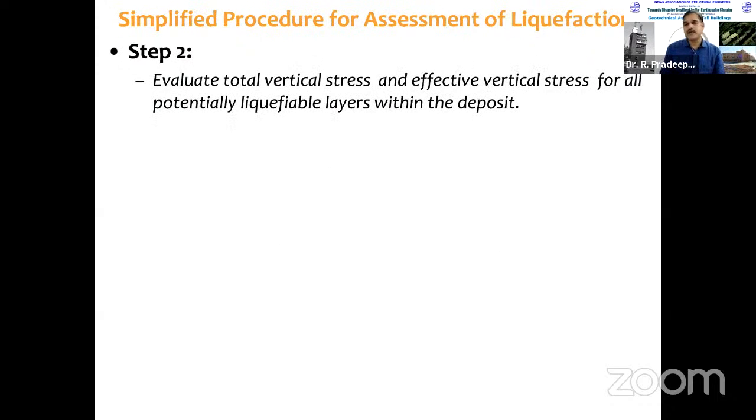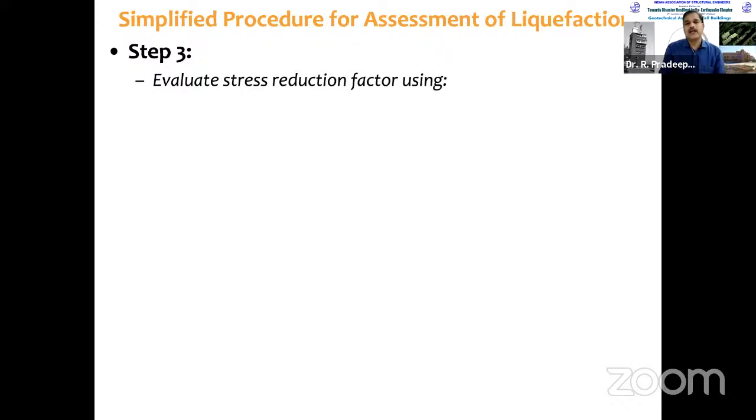Second, we need to evaluate the total vertical stress and effective vertical stress of all the potentially liquefiable layers in the deposit. So that means maybe from the surface up to say 10 meters, 20 meters, 30 meters, depending on the depth. Then evaluate the stress reduction factor. At different depths there is a stress reduction factor. As we go down, the reduction factor is applied. On the surface it is 1. When we go down, greater than 30 meters, 0.5 is the reduction factor.